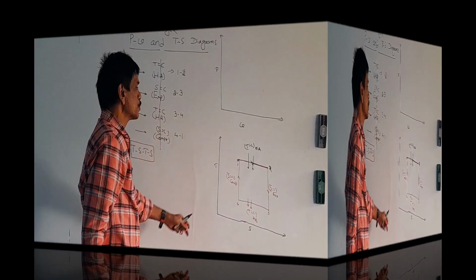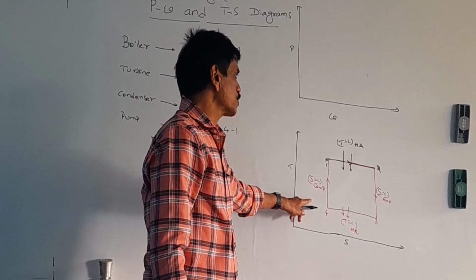Because of the compression, the pressure increases, also the temperature increases. Entropy is constant, means vertical. So you have to draw vertical upwards. So this is the compression, the isentropic compression. So it is very easy to draw the TS diagram.